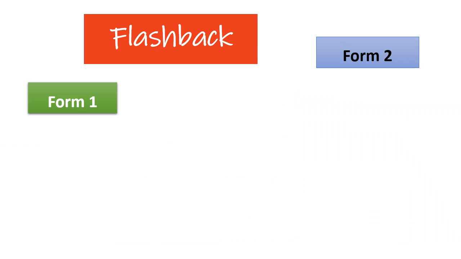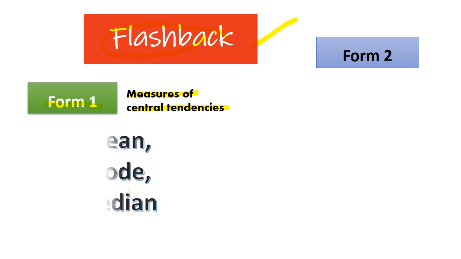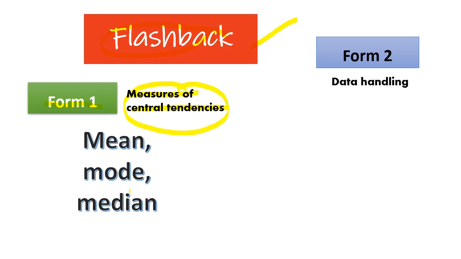Okay, let's flashback. Form 1. You learn measures of central tendencies. You learn about mean, mode, and median, the measures of central tendencies. And then in your form 2, you learn about data handling.